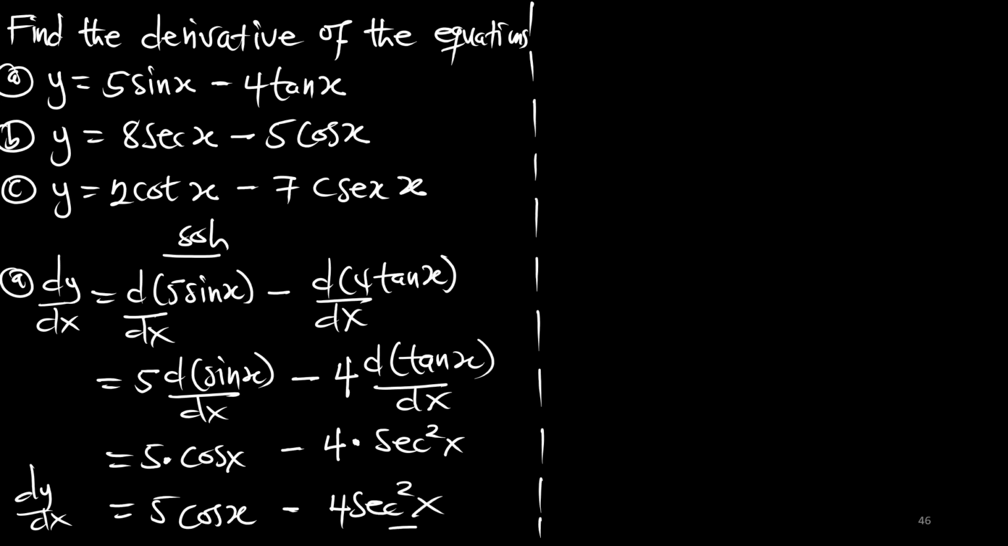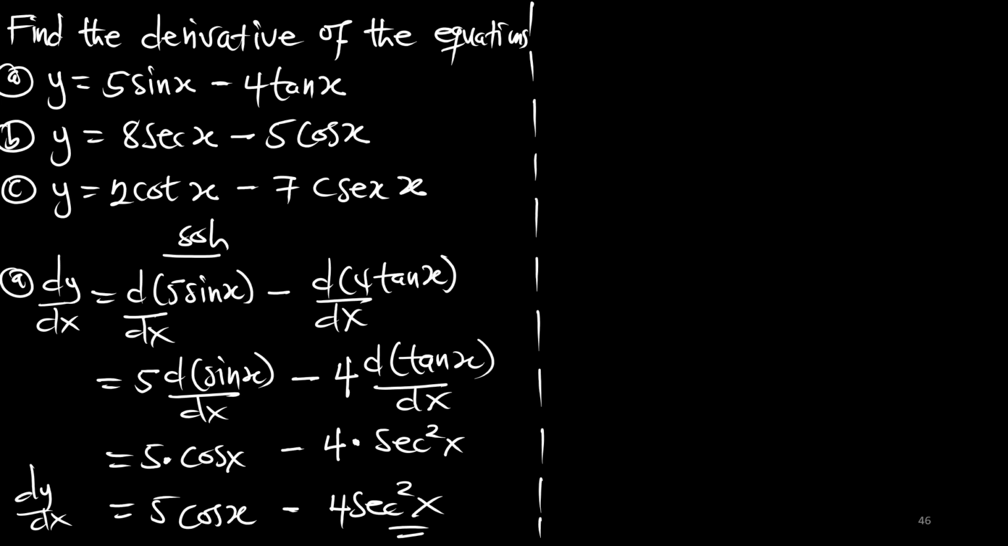Get the derivative of each of the trig functions in your head. So we differentiate sine to get a cos. We differentiate a cos to get a negative sine. And we differentiate the tan to get sec square x. Are we okay? Now let's look at the B.